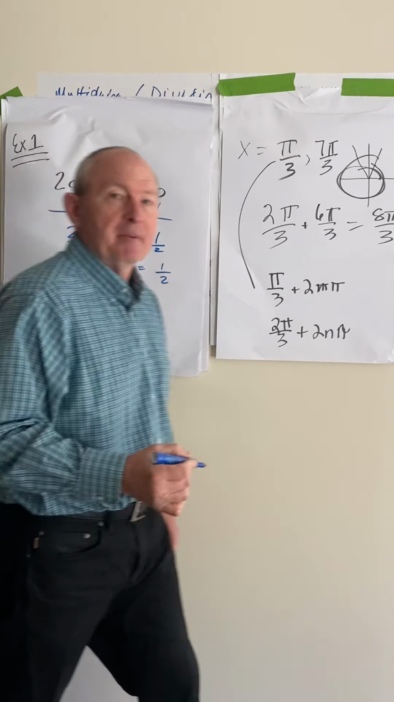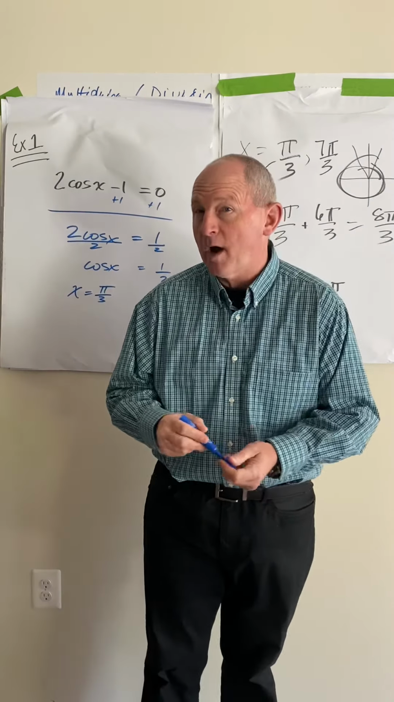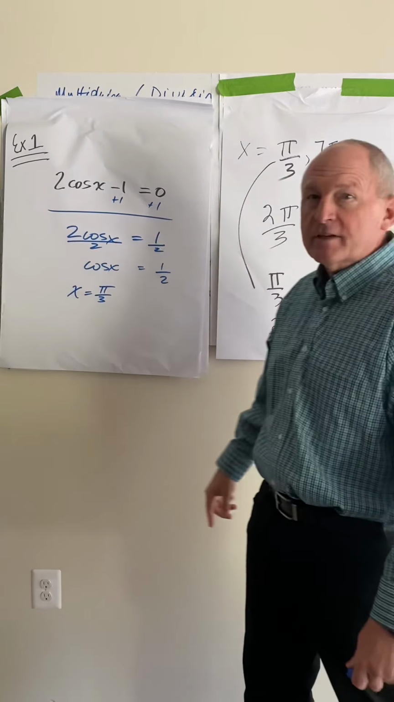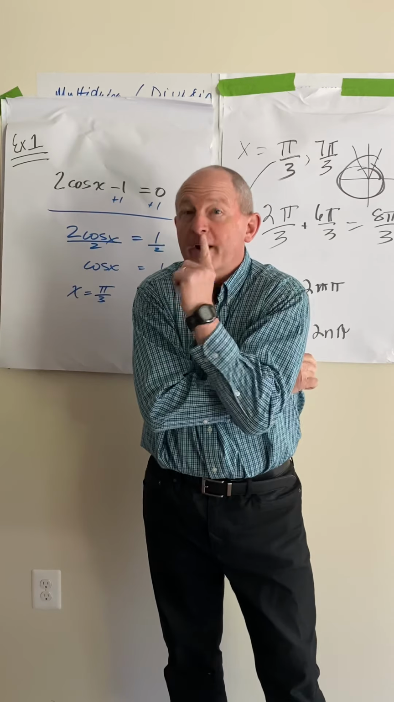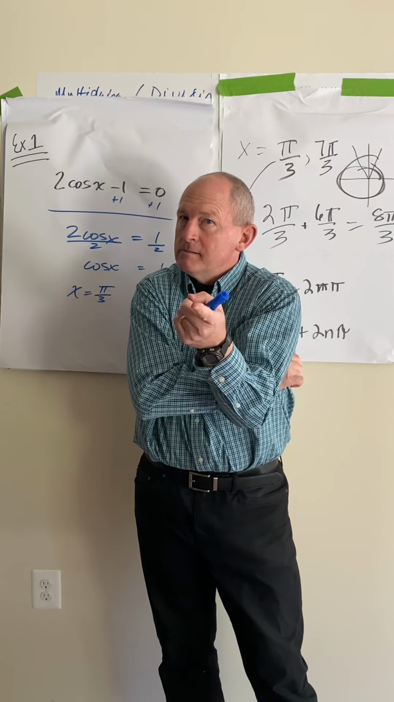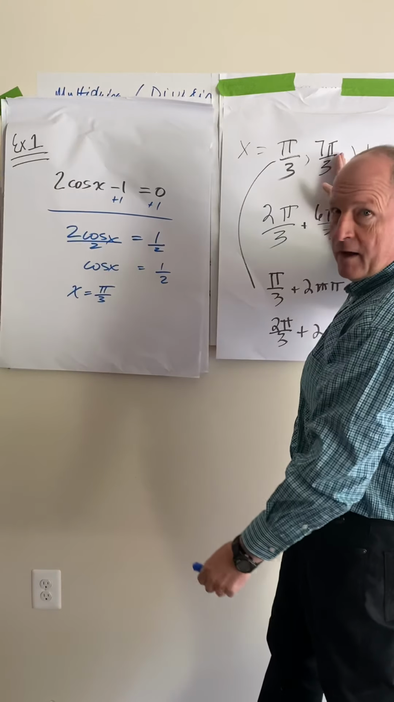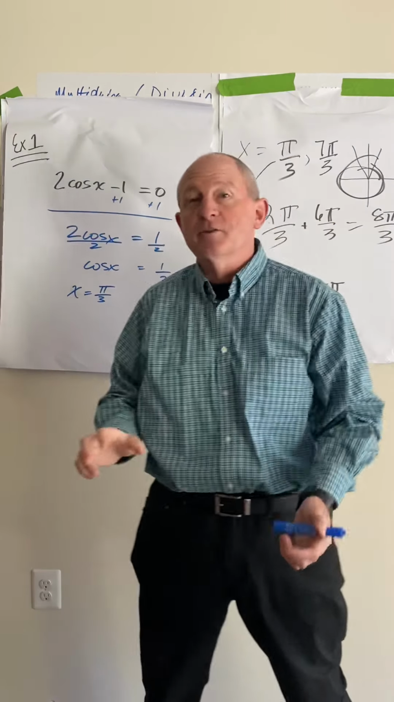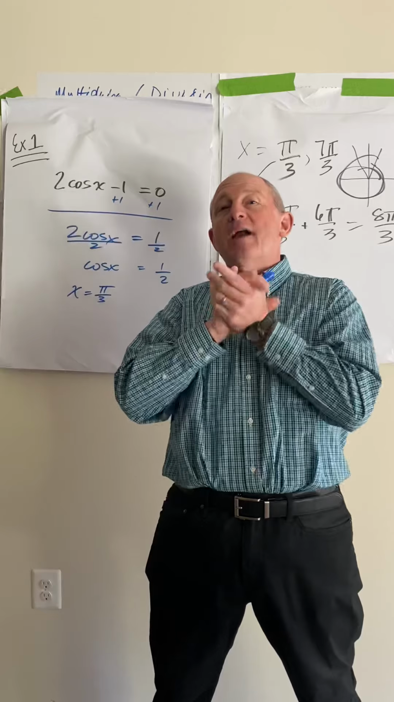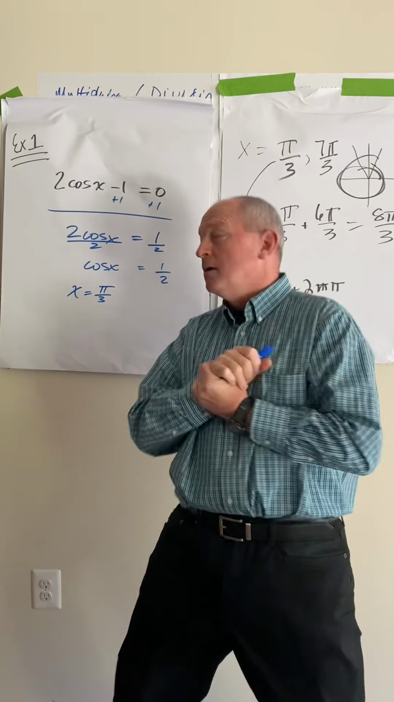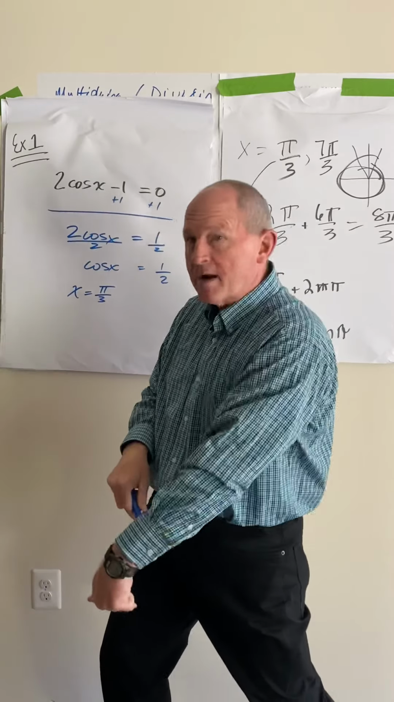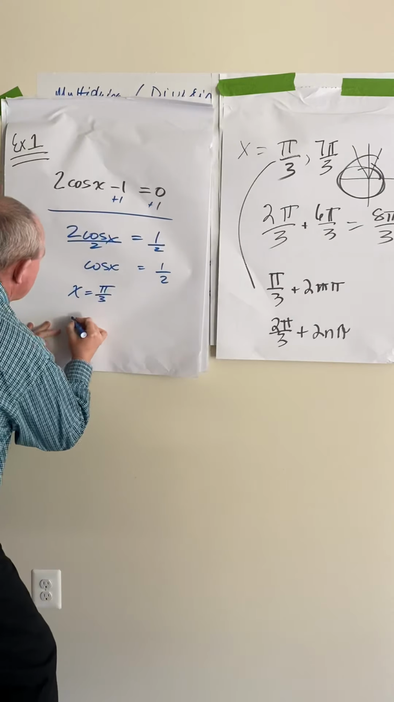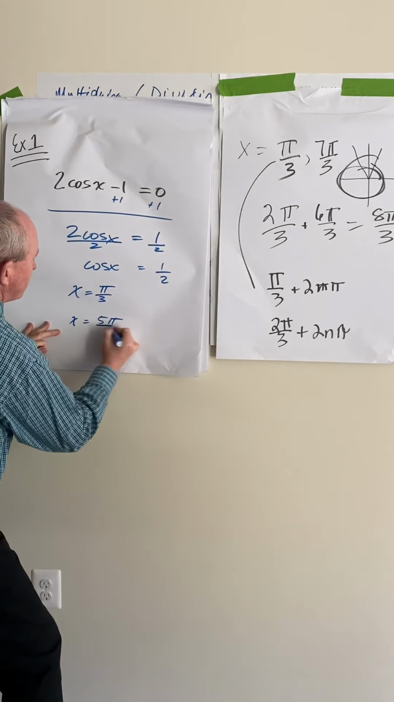That's cool. But then where else is cosine positive? Which other quadrant is cosine positive? Can we think about that for a minute? We have our 4 quadrants. Where is cosine positive besides the first quadrant? Is it positive in the second quadrant? No, because it's left of the y-axis. So it's the 4th quadrant. In the 4th quadrant cosine is also positive. So what would the angle whose reference angle is pi over 3 that's in the 4th quadrant be? Right, 5 pi over 3. So x would be 5 pi over 3 as well.